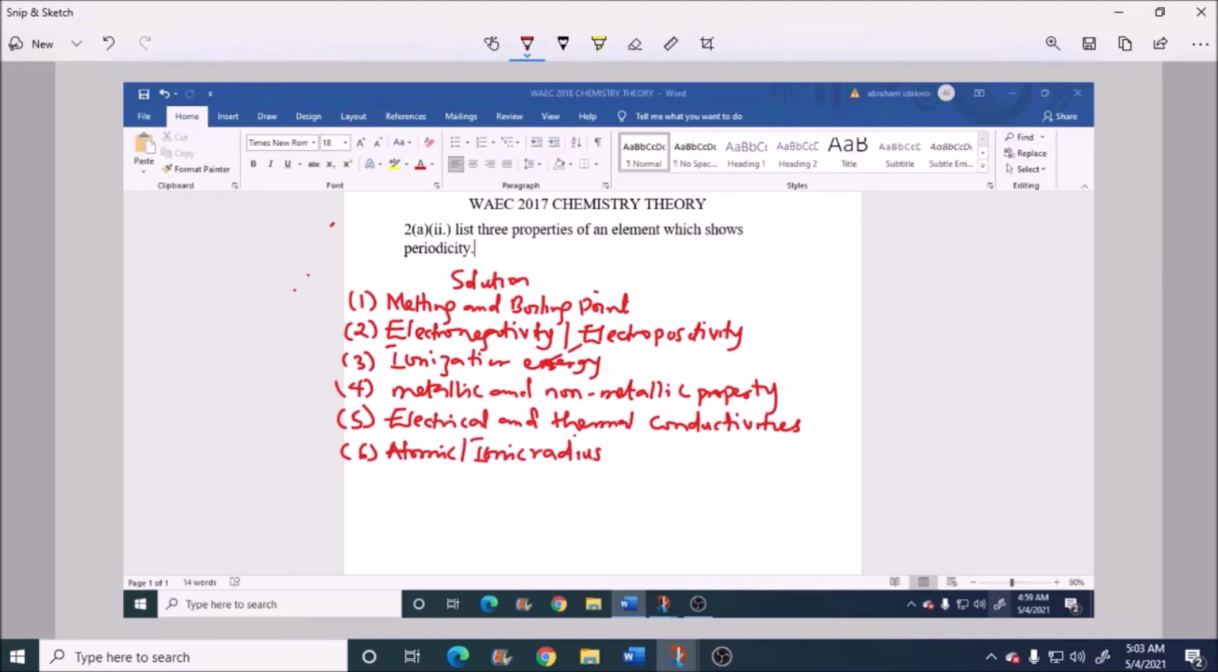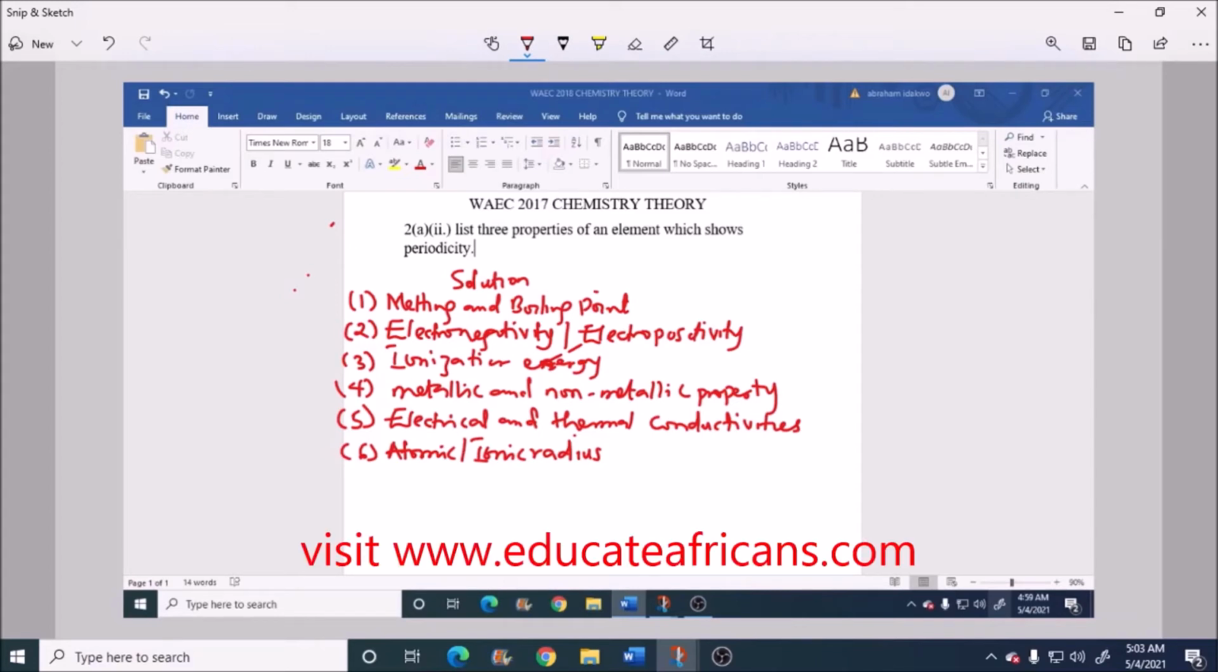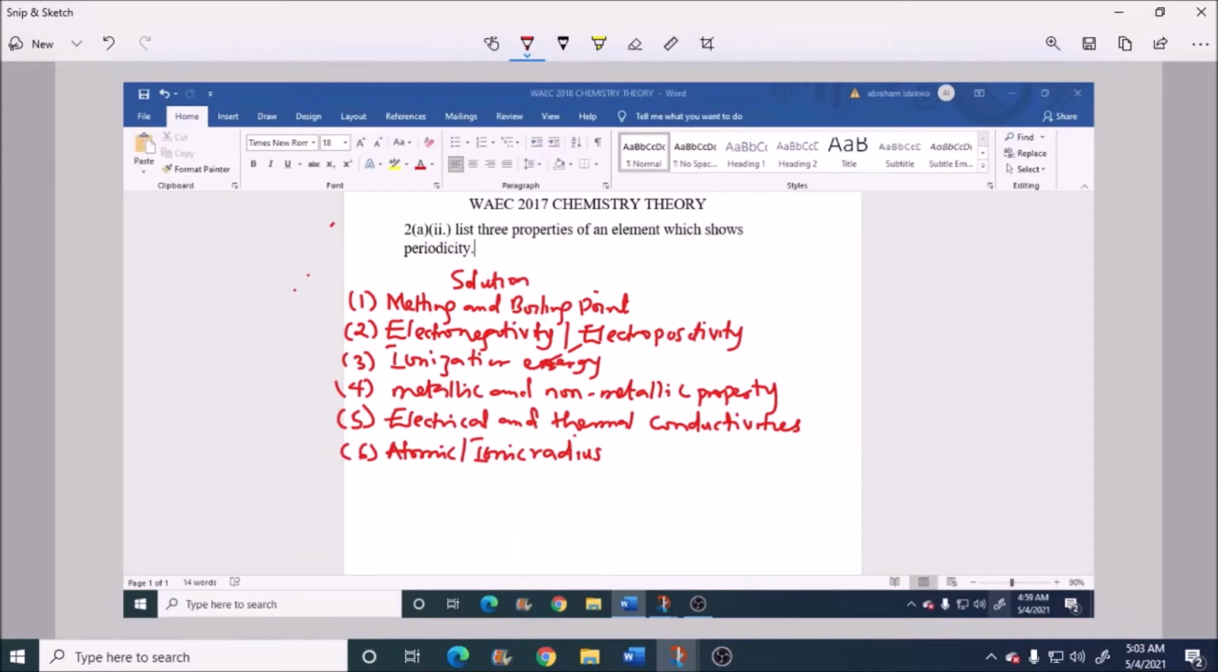Then don't forget that we have to list only 3 properties of an element which shows periodicity, but we have provided 6 options now, so we can just pick any one of the 6 options provided. So any of them picked is correct for the question asked to list 3 properties of an element which shows periodicity.